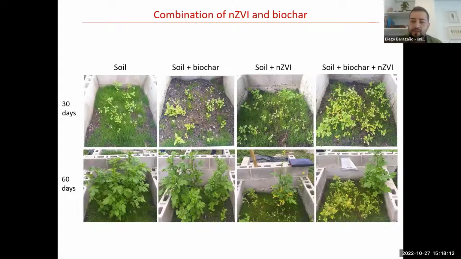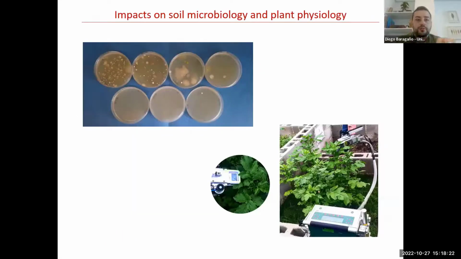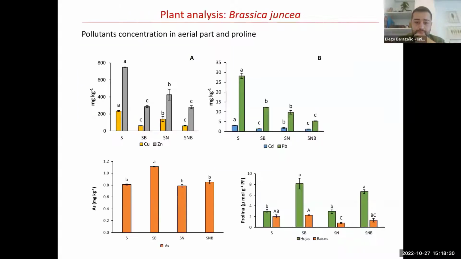But the combination with nanoiron and biochar was an intermediate value between nanoiron and biochar alone. We also monitored the microbiology of the soil and some parameters related to plant physiology. But for us, the most interesting was the pollutant concentration in the root part, because we found that the copper concentration was lower, in the yellow color, in the case of the biochar and nanoiron plus biochar.